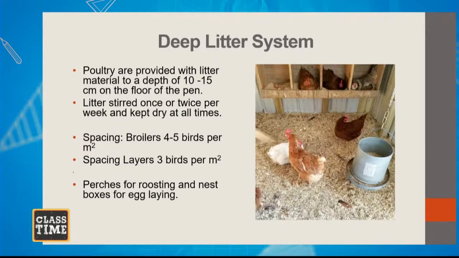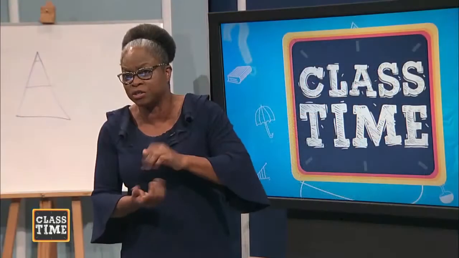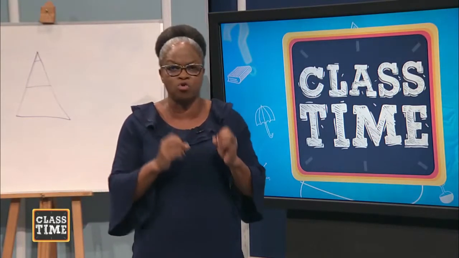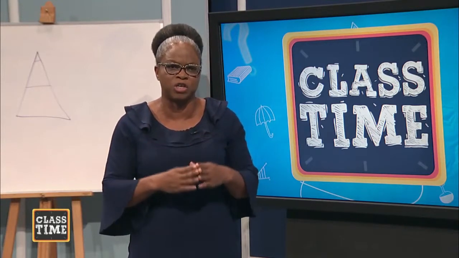When we put the litter down, it must be at a height so that we'll be able to store it, so it will always remain dry inside the house. So the depth of that litter material would be about 10 to 15 centimeters on the floor of the pen, or you could go up to what we call 4 to 6 inches. Good? Once you have that, you know that you're at a good place with raising your chickens.